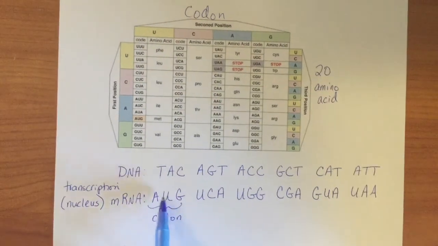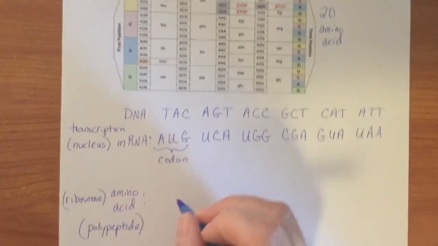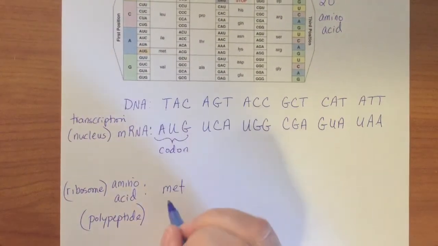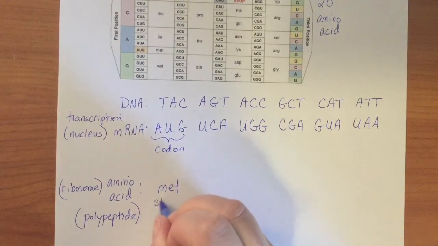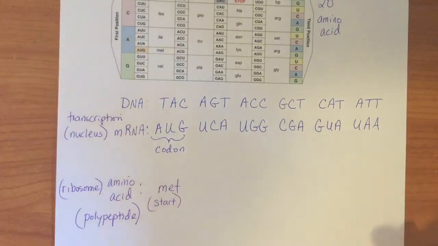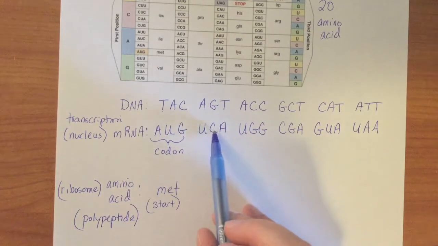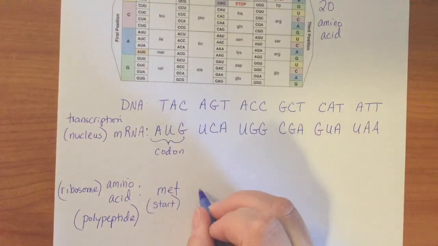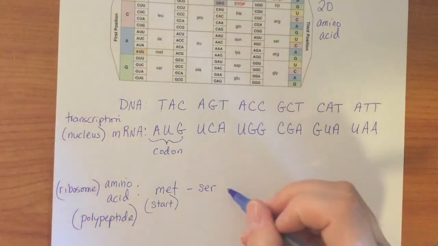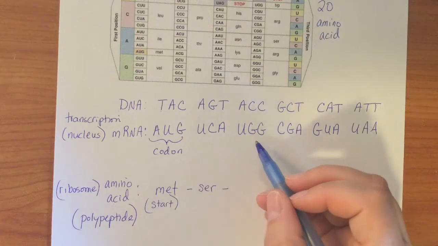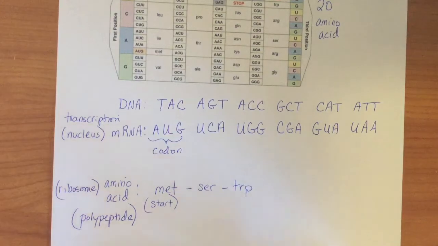So what you would do is search for AUG on your table. Here it is right here. It codes for the amino acid methionine, which is always, by the way, the first amino acid in every gene. This is called our start codon. Sometimes they'll actually just write start, depending on who made the table. Next one we would find is UCA. You search for it on your table and you come up with something called serine, which is another amino acid. Then we find UGG, that is TRP, which is tryptophan.